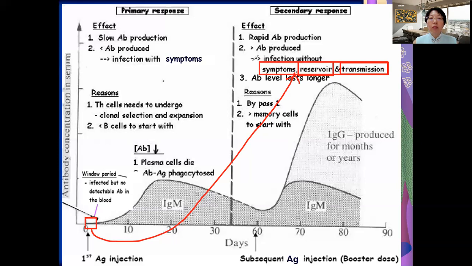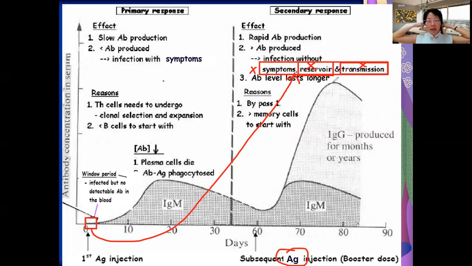Now, what about the secondary immune response? What do I mean by that? In the secondary immune response, usually there will be no symptom, no reservoir, no transmission. Why not? Because in the secondary immune response, when the antigen enters your body in a subsequent exposure or infection, your body will launch a secondary immune response, where memory cells will quickly produce a high concentration of antibody.